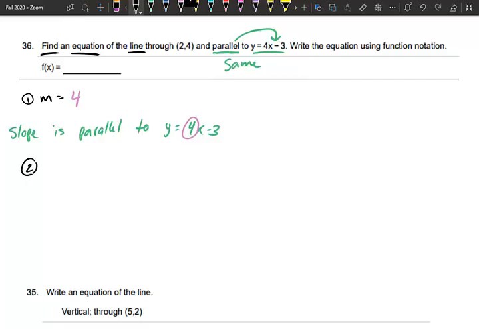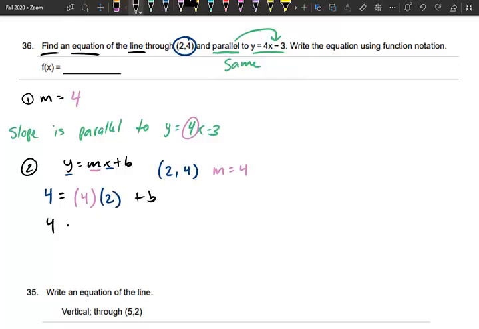Now our second step is to use y equals mx plus b. We want to plug in x and y. So we have our point of (2, 4). And we want to plug in our m. So we have y, which is 4, and that equals m, which is 4, times x, which is 2, plus b. So we have 4 equals 4 times 2, which is 8, plus b. We subtract 8, so we get negative 4 equals b.